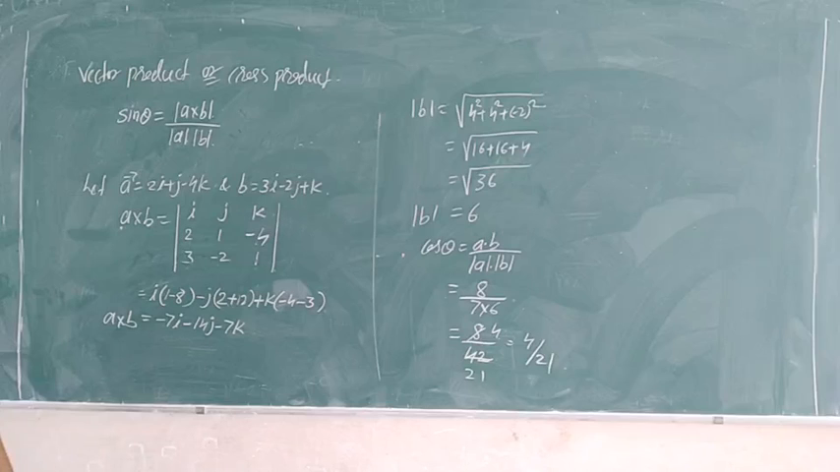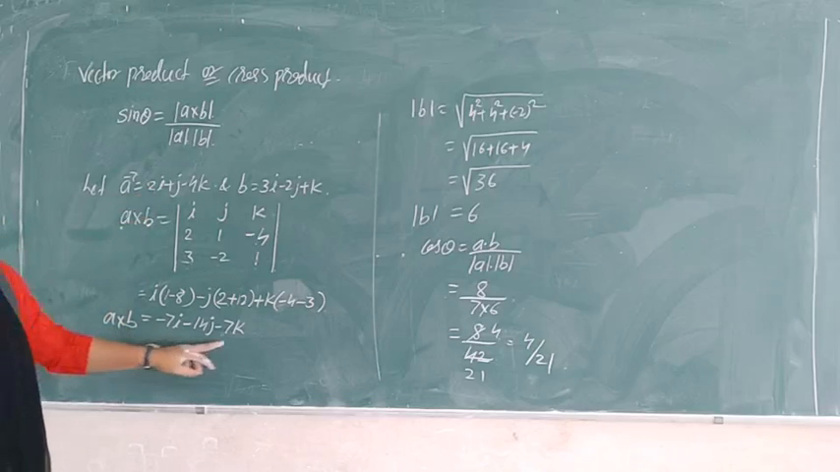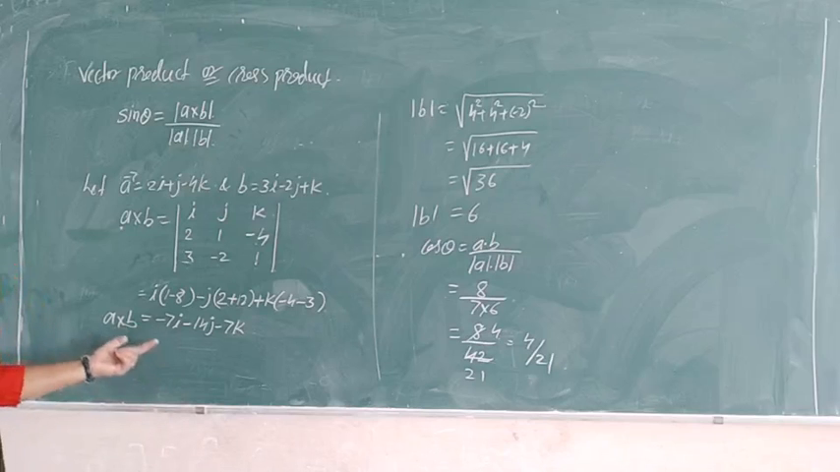Minus 7i, minus 14j, minus 7k. This is the value of A cross B.